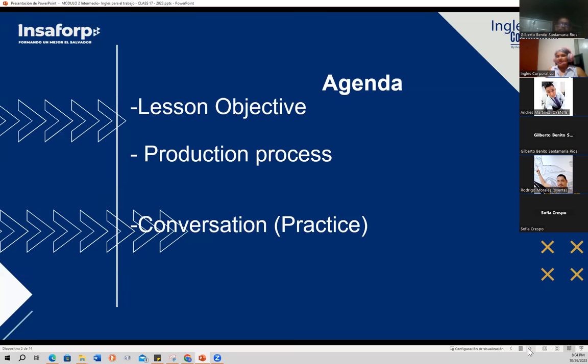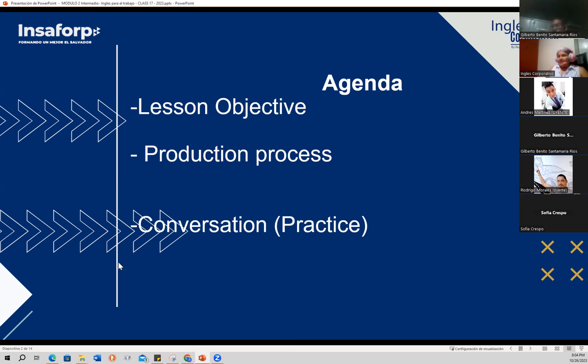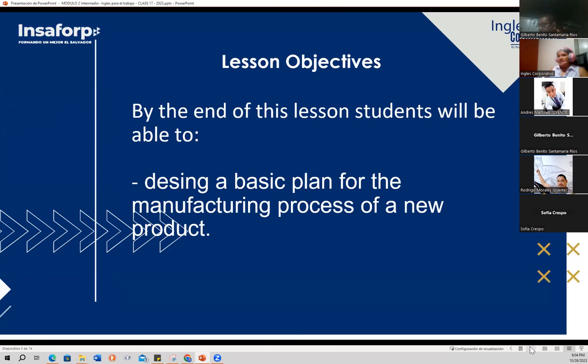We have the agenda. We have a lesson objective, production. We're going to speak about the production process in this class. And at the end, we have a conversation pending from yesterday's activity, so we're going to complete that activity today. The lesson objective: at the end of this class, the students will be able to design a basic plan for the manufacturing process of a new product. So we're going to speak about your company, if you manufacture a product there.